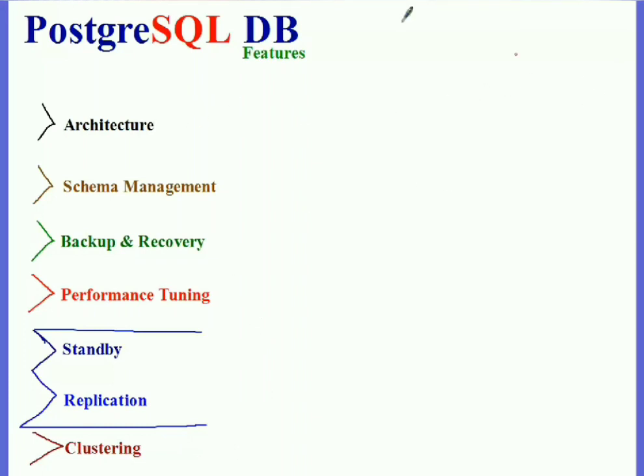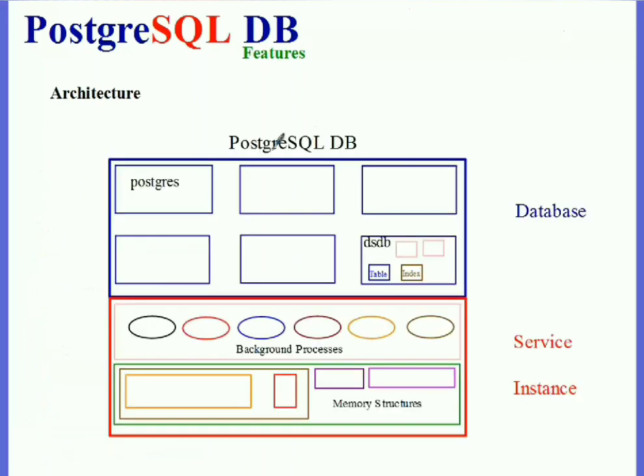Let us look into the architecture part first. So when you consider the architecture of PostgreSQL DB, PostgreSQL DB itself is not a single database. In fact, it is considered a database cluster. What is meant by database cluster is a group of databases, within which we'll have smaller databases, default and non-default databases.